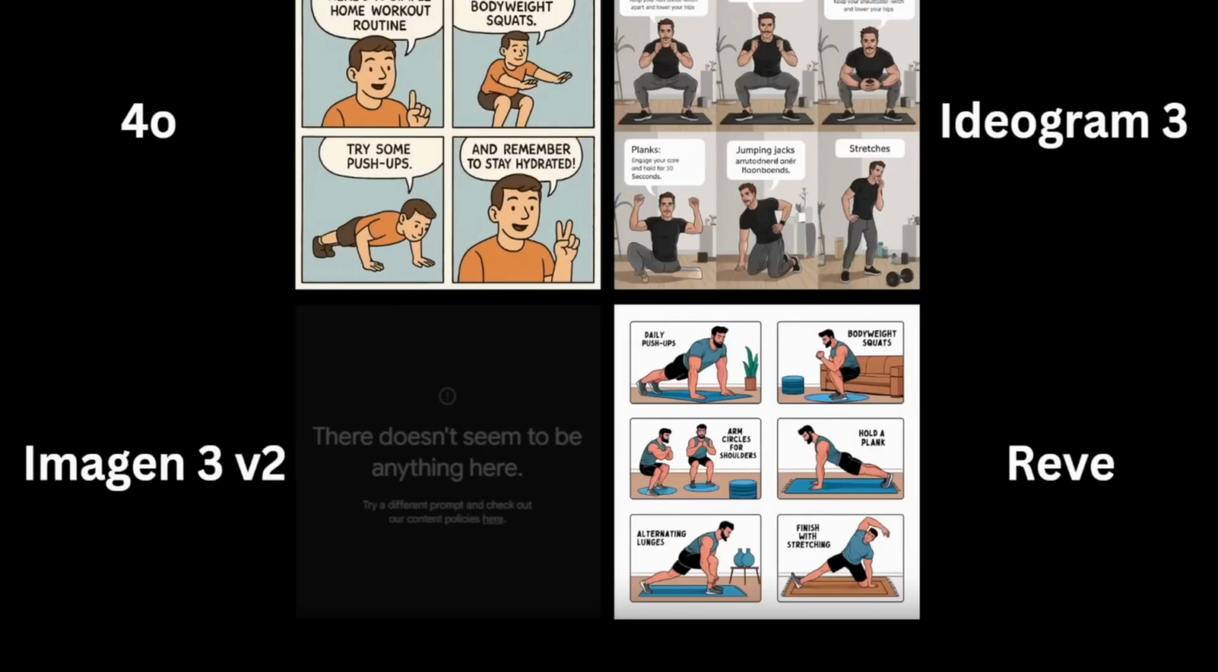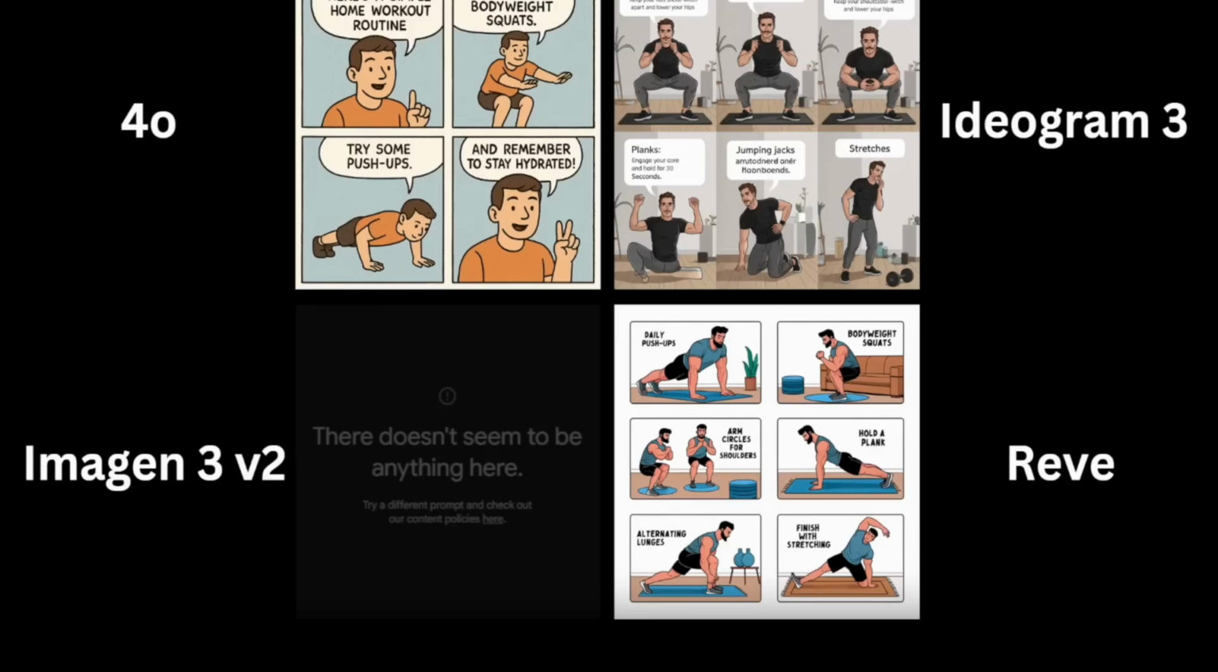The top left is compared to the different top image generators. So the top left is GPT 4.0. The top right is Ideogram 3. The main difference with Ideogram 3 is it kind of looks like a little bit of a different type of person, I guess you could say. It's a little more realistic, and I think it's very interesting as well. And when we tried it in Imagen 3 v2, it couldn't even take the prompt to do anything really. And with Reve, this is what we get on the bottom right.